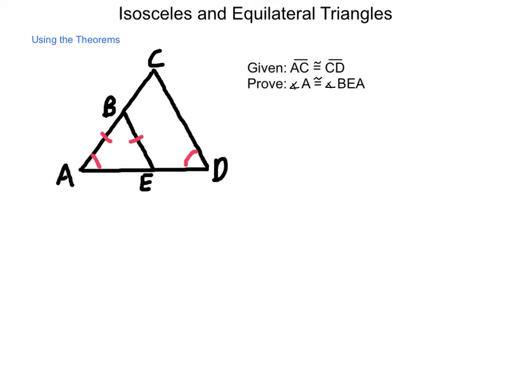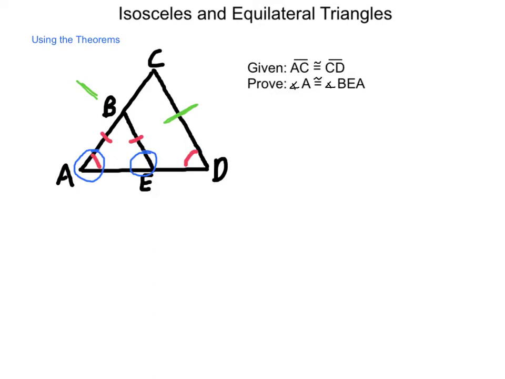Using these theorems that were just given, and knowing that line segment AC is congruent to line segment CD, and the other information shown here in the diagram, we need to prove that angle A is congruent to angle BEA. So let's begin by marking up our triangle. So we know that AC, this side over here, is congruent to CD, this side here. And what we're looking for is to prove that angle A is congruent to angle BEA. Well, what do we know from here? We know that the large triangle, triangle ACD, is an isosceles triangle because we have a set of congruent line segments, and those base angles prove that to be true.